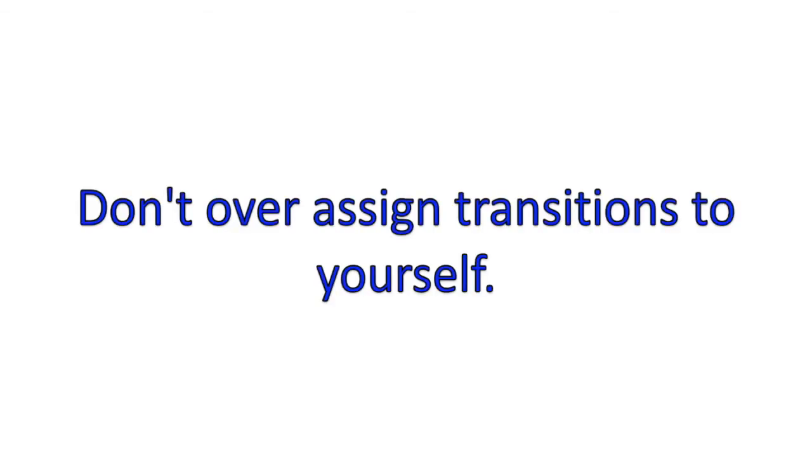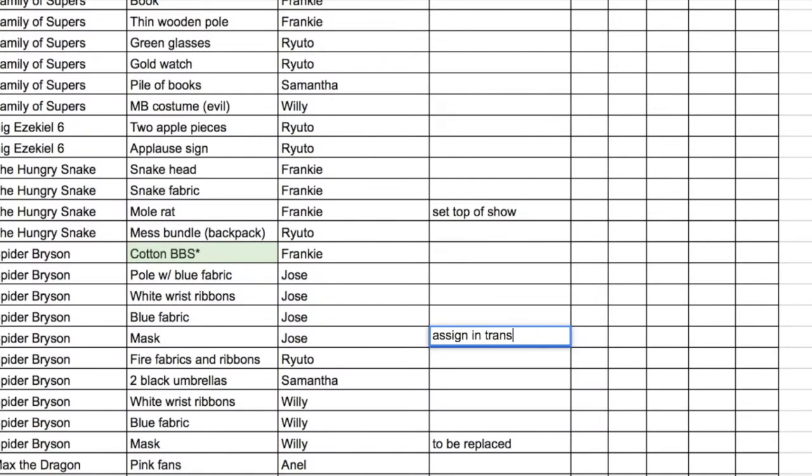One big thing that every single stage manager does, don't over-assign transitions to yourself. All of us do it. All of us stage managers do it. And just be mindful and be careful that you don't. Now, as you go and you're assigning transitions, if someone is going to be setting props that are currently your props and listed as assign in transition, go ahead and change the belongs to person to reflect the actor who's now setting the prop.